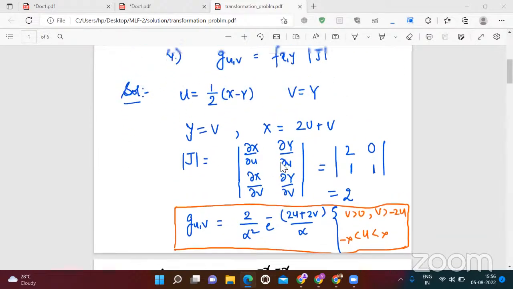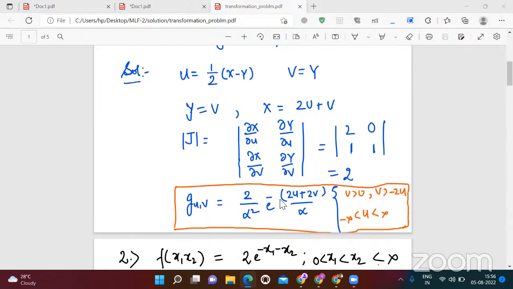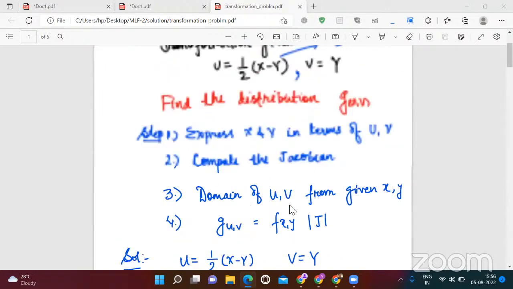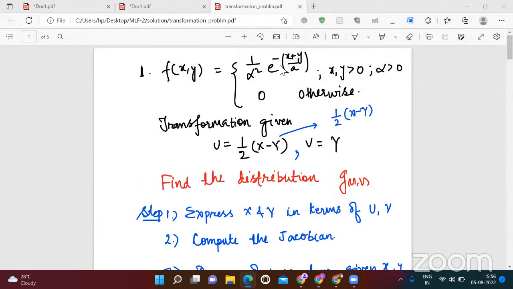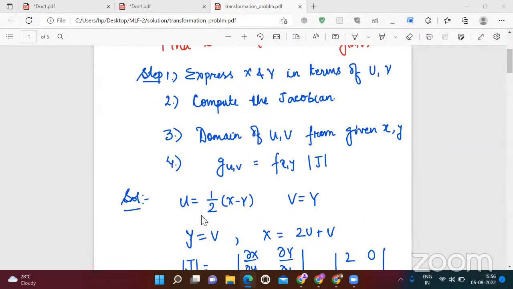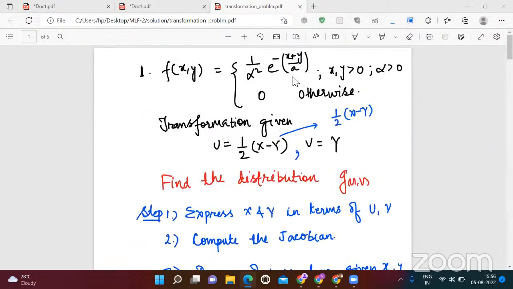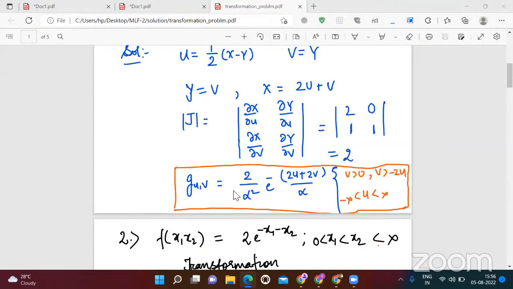For example, for our first problem, this can be written in this form. What we have done is just replace x and y with the u and v that we have calculated, right? So y equals v and x equals 2u plus v. We have just written the same thing here, and we have got this random variable in the form of u and v.